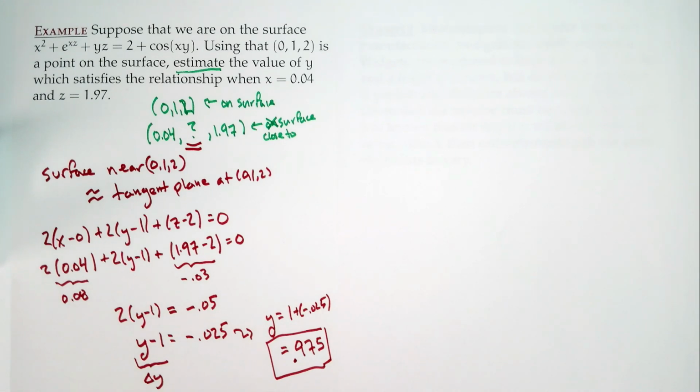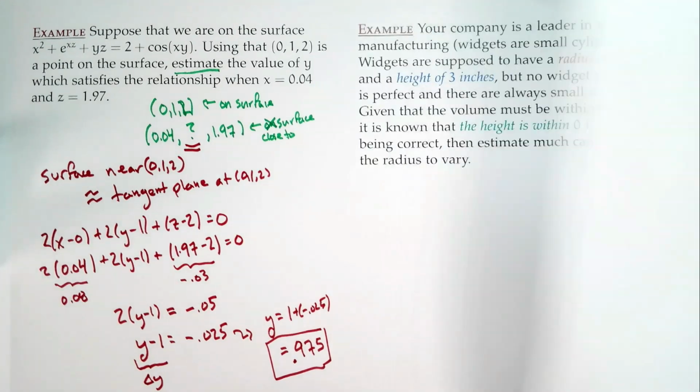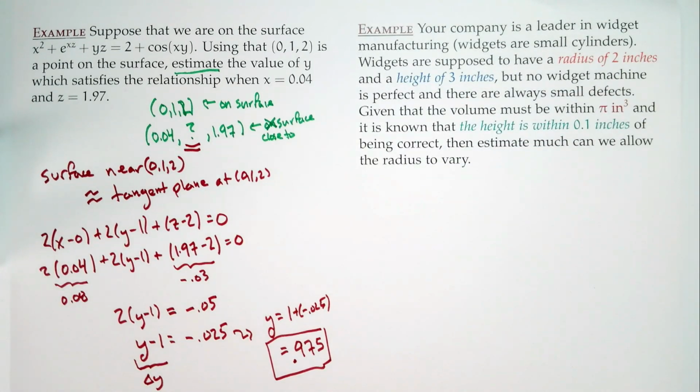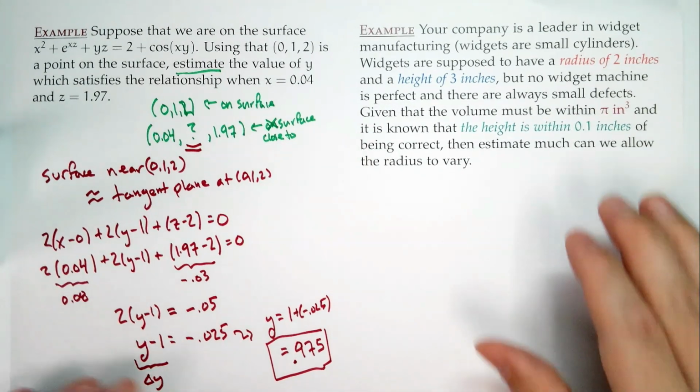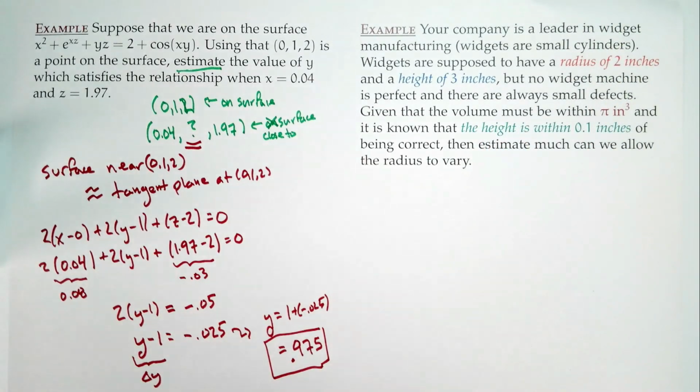Okay. Well, let's look at one more. So an example. Your company is a leader in widget manufacturing. Oh, that's nice. It's always good to get a job with a company that's the best. Now, what are widgets? They're small cylinders, and they're supposed to have a radius of 2 inches and a height of 3 inches.